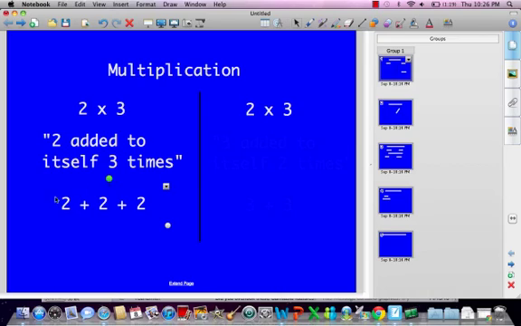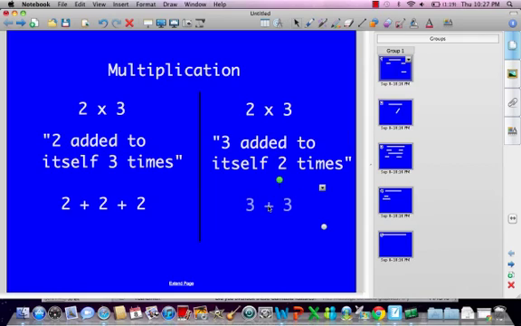And you're saying, well, where did that 3 go? I only see a bunch of 2's here. Well, there's 1, 2, 3 number 2's there, and that's where the number 3 went. So we get 6 when we do 2 times 3. You could also think of it like this. You could think of it as 3 added to itself 2 times, so it looks something like that: 3 plus 3. And again, there's 2 3's here.